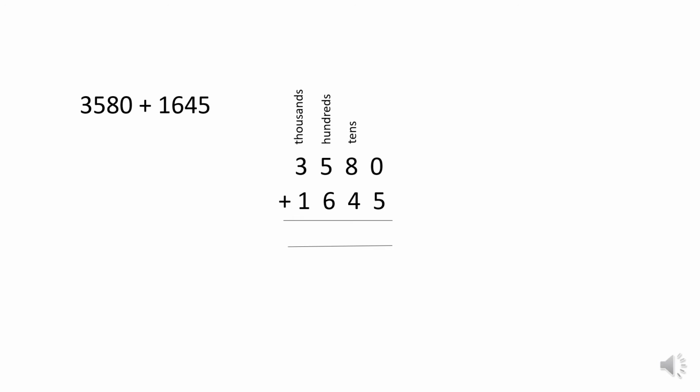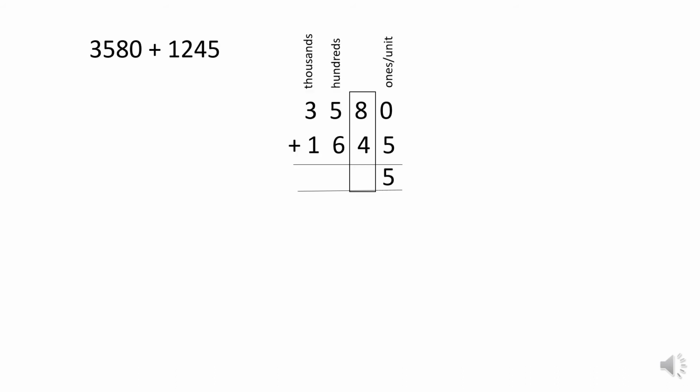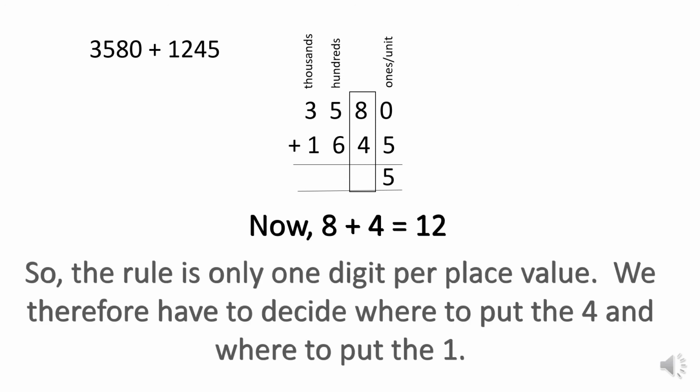So let's start with adding the ones place value. As you can see, it's 0 plus 5. That would give you 5. Then we're going to add the next biggest place value in the column, and so on and so forth. Now we have 8 plus 4. That is 12. So the rule is only one digit per place value. In this case, the 2 goes under the tens because that's really where it belongs. That's really part of the tens place value.